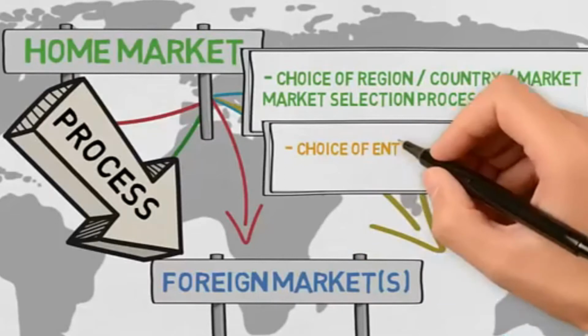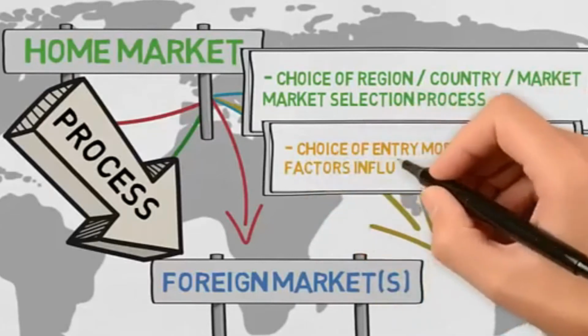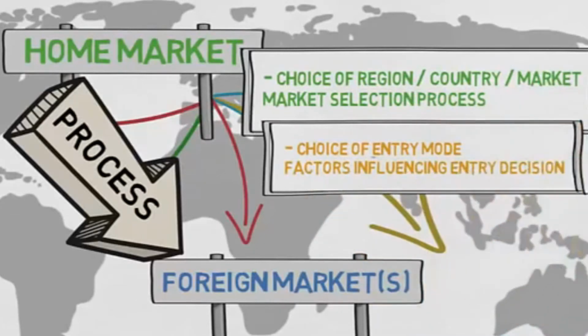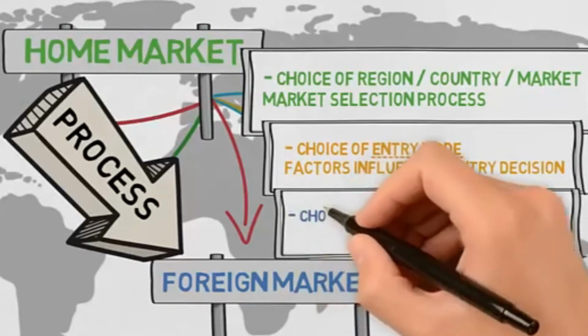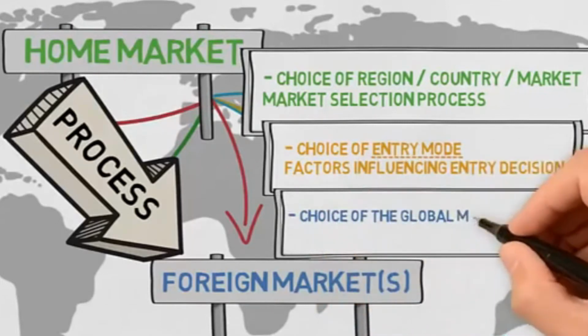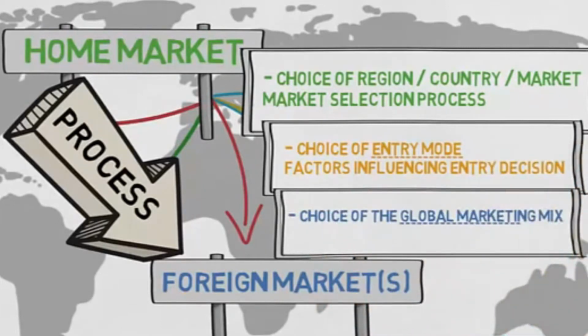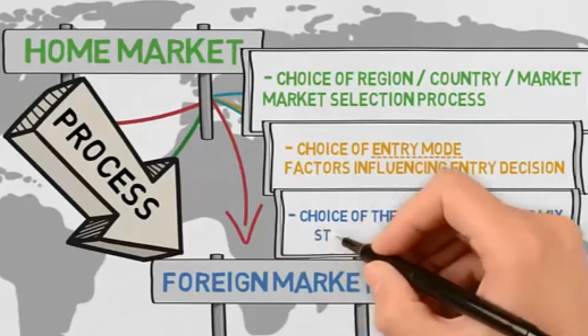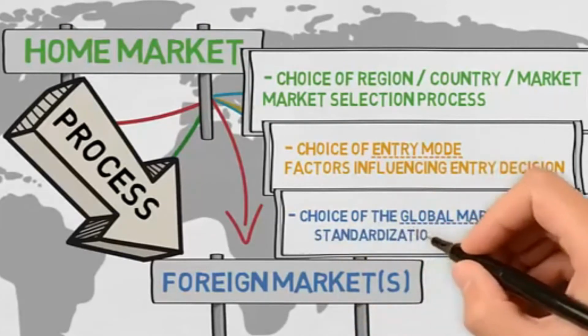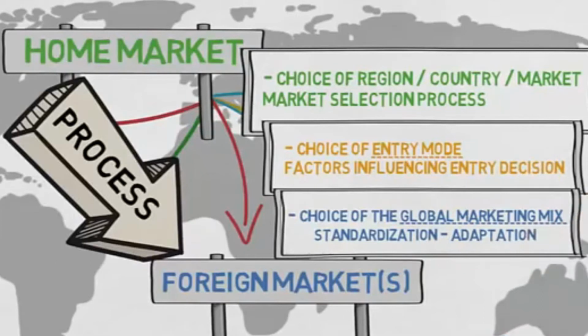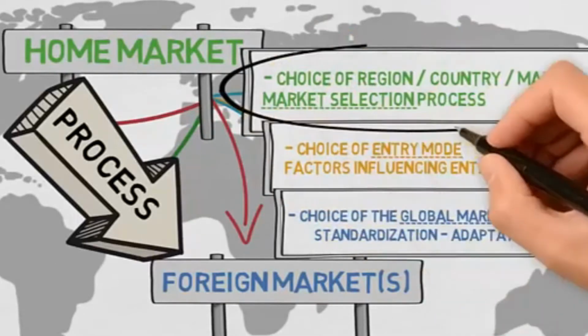Secondly, we would need to address how to organize the entry to the foreign market. Here we discuss which entry mode to use, and many factors will influence our decision. Ultimately, we would define our marketing mix, the 4 or the 7 Ps, for the foreign market. The marketing mix we use on the foreign markets may vary to the ones we use on the home market. We would address issues regarding standardization and/or adaptation of the marketing mix. The initial market selection is what we will address with this video.